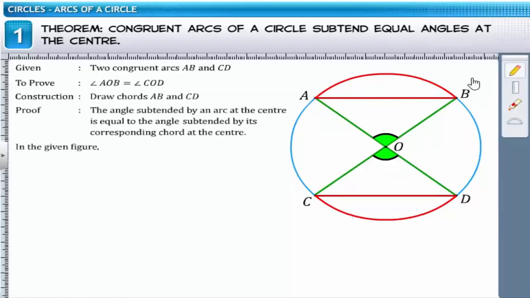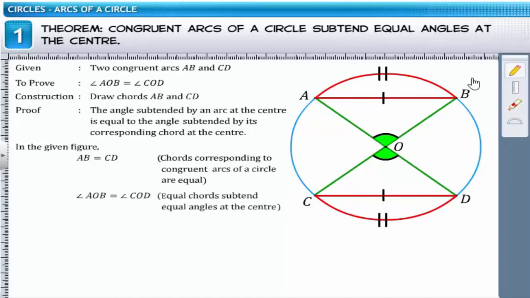In this figure, chords AB and CD are equal since we have already seen that chords corresponding to congruent arcs of a circle are equal. We already know that equal chords of a circle subtend equal angles at its center. Thus, angle AOB is equal to angle COD and the theorem is proved.